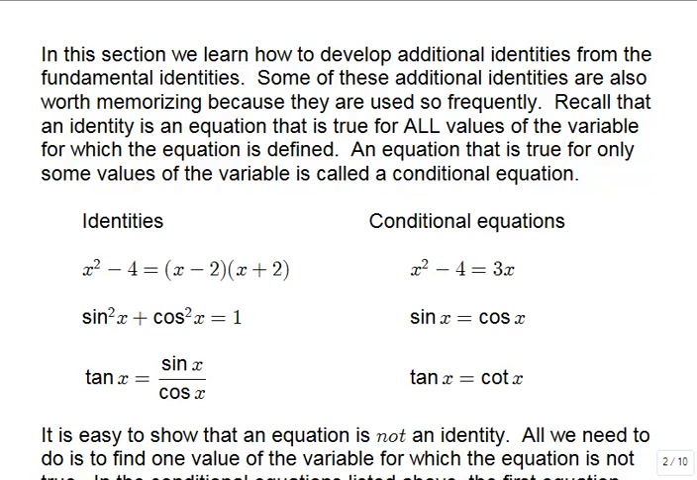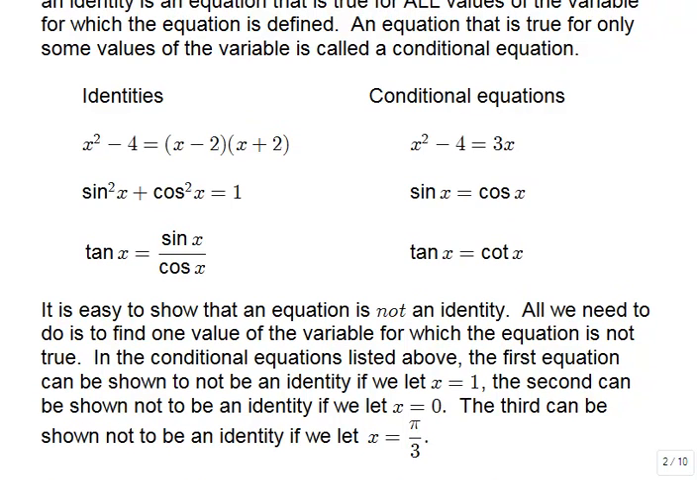Some of these additional identities are also worth memorizing because they are used so frequently. Recall that an identity is an equation that is true for all values of the variable for which the equation is defined, which means it's always true no matter what your input x happens to be. An equation that is only true some of the time for some values of the variable is called a conditional equation. So let's see some differences here.